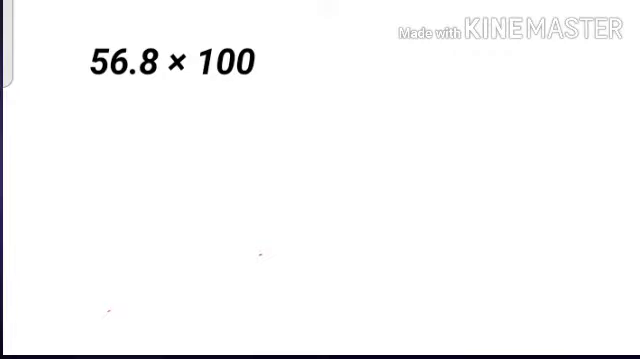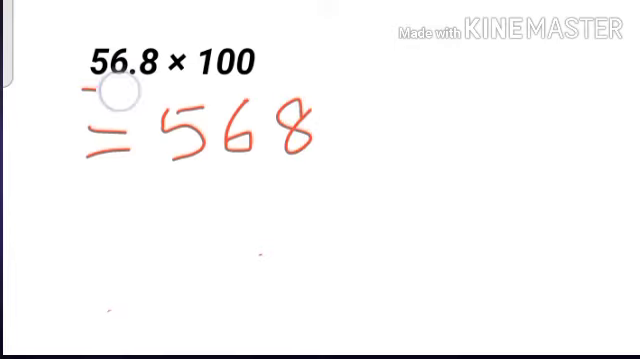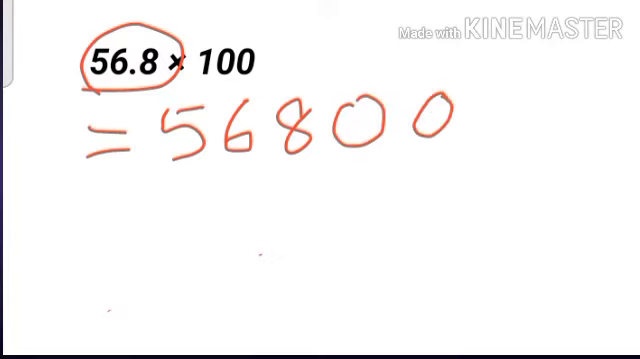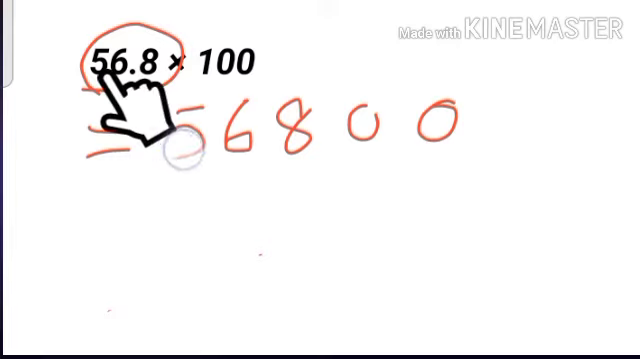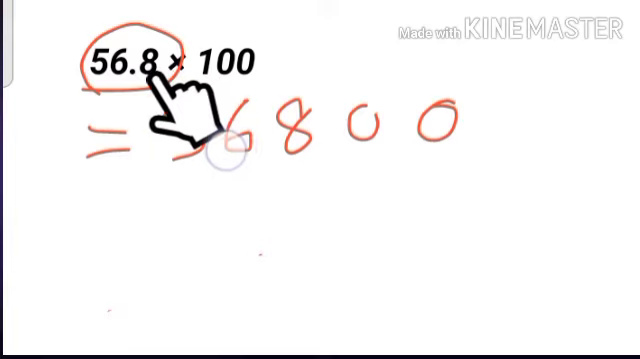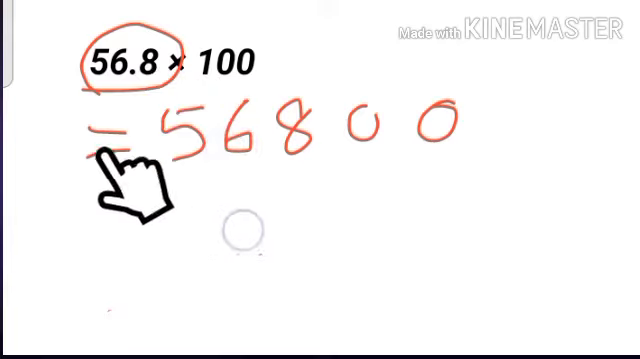Now if we have an example of the same number, 56.8, but multiplied by 100, which has two zeros, what can I do? We have to multiply. How to multiply? No need to consider the decimal point, take 568 as a whole number, and if you multiply by 100 you will get two zeros. So you can leave some space and write two zeros. Now, in the same way, come to the decimal point. After the decimal point, how many digits are there? Only one digit. So come to the answer.